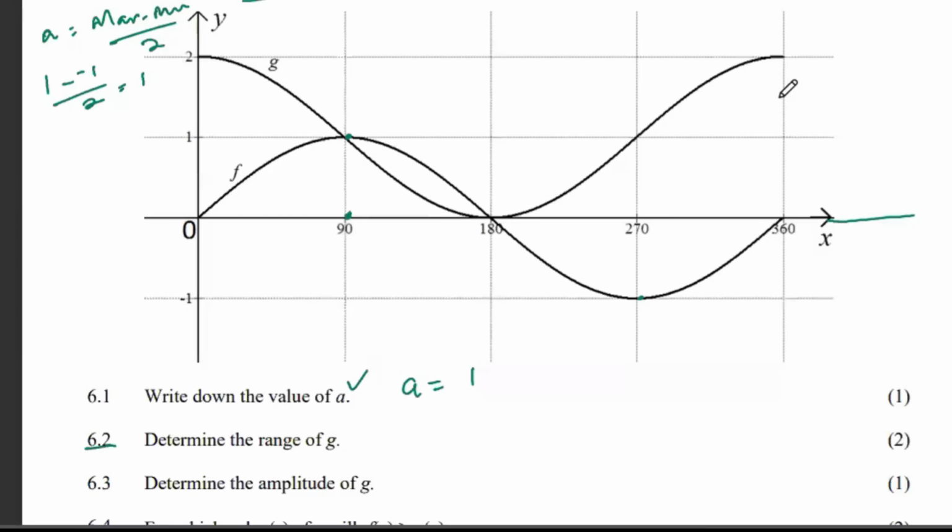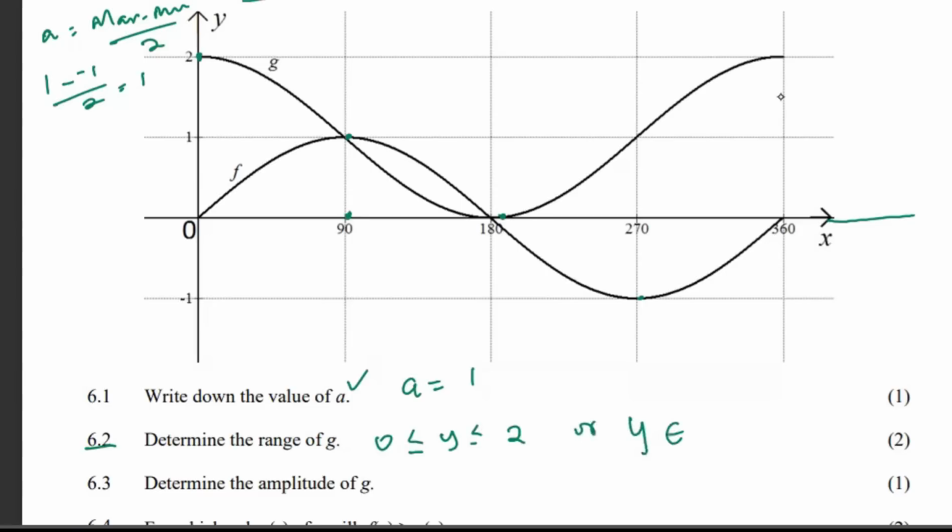So for the y values of g, we can see that g can go up to 2 and then can also go down to 0. Okay, so 2 and 0. So we're going to say that 0 is less than or equal to y, less than or equal to 2.